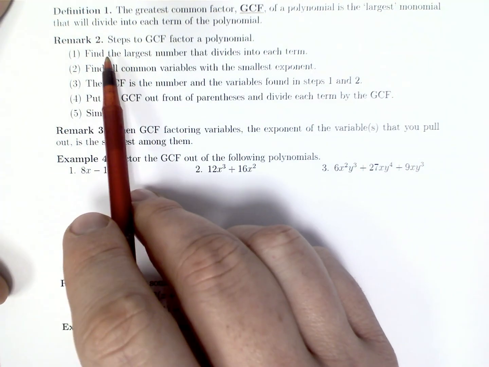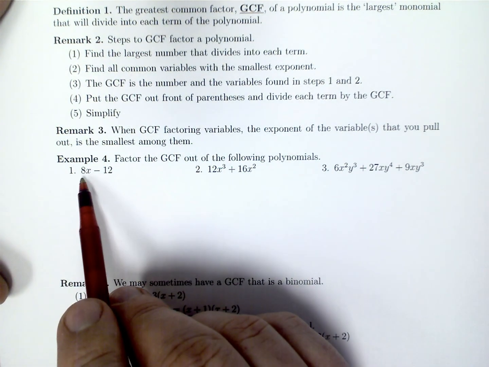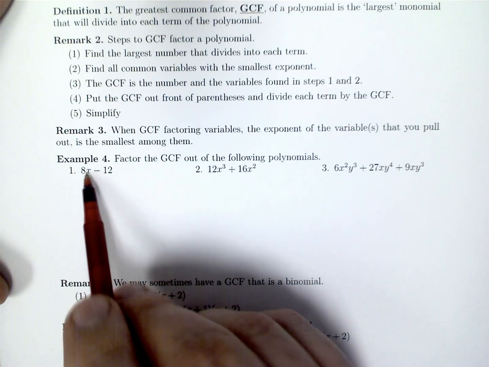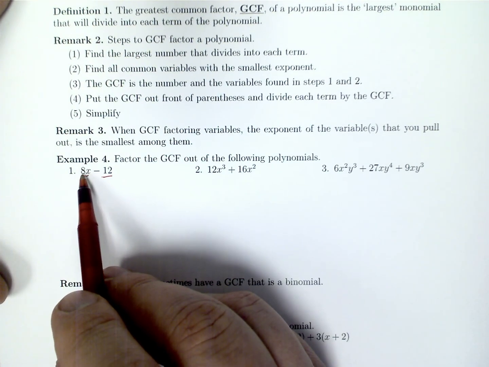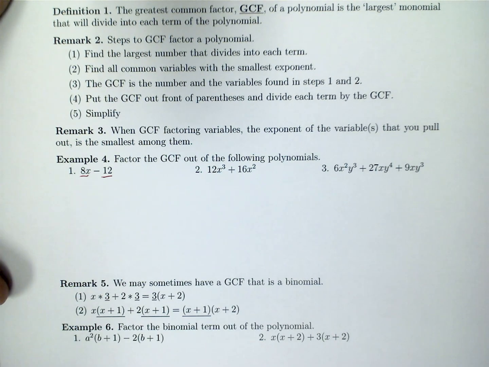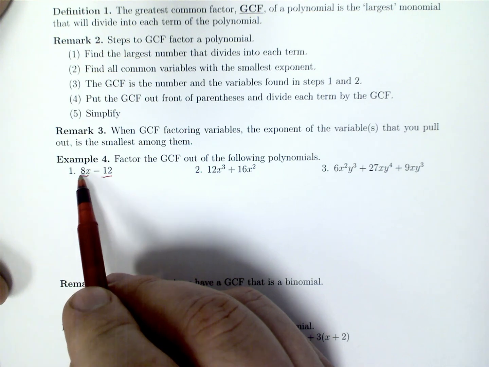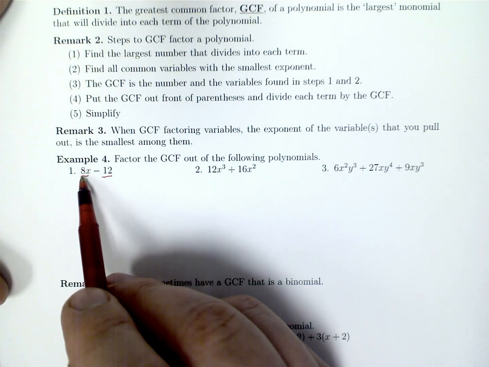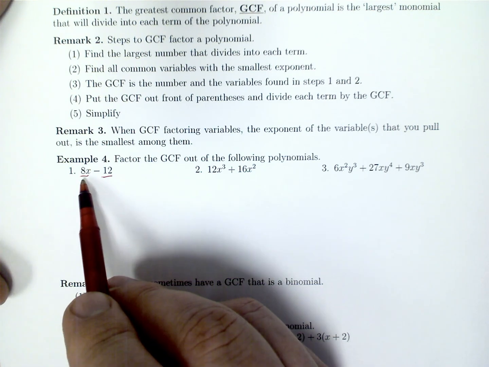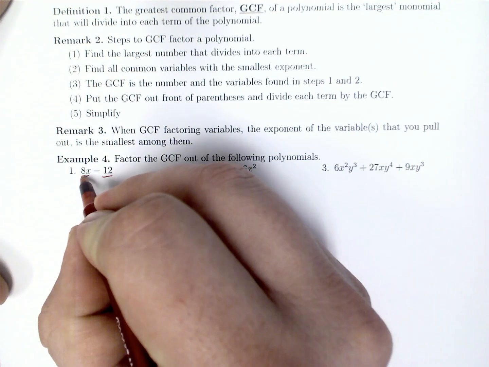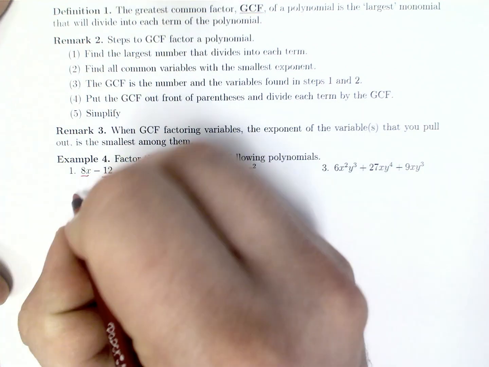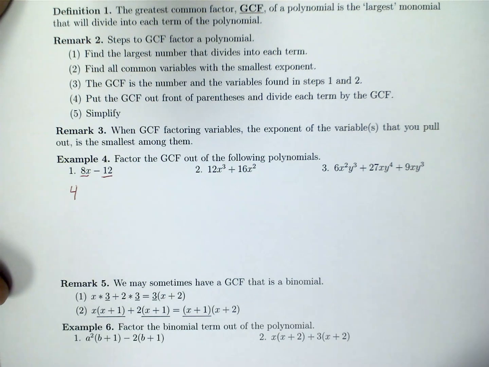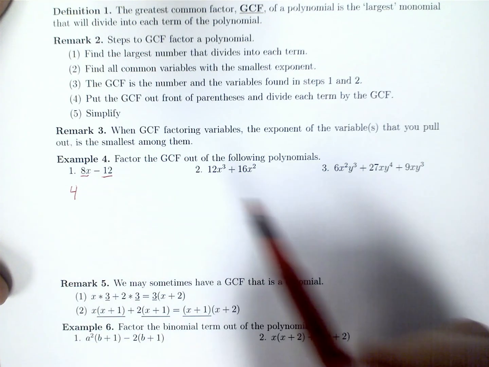The first step is to find the largest number that divides into each term. This is one term, and this is another term. We're looking at the numeric part, the coefficients. What is the biggest number that will divide into both 8 and 12? Well, 2 divides into both, but there's a bigger number, 4. 4 will divide into 8, 4 will divide into 12, but there's nothing bigger that will divide into both of them. So 4 is at least the numeric part of the GCF.